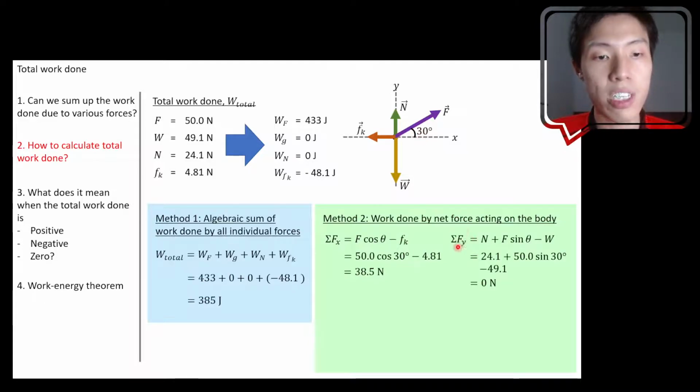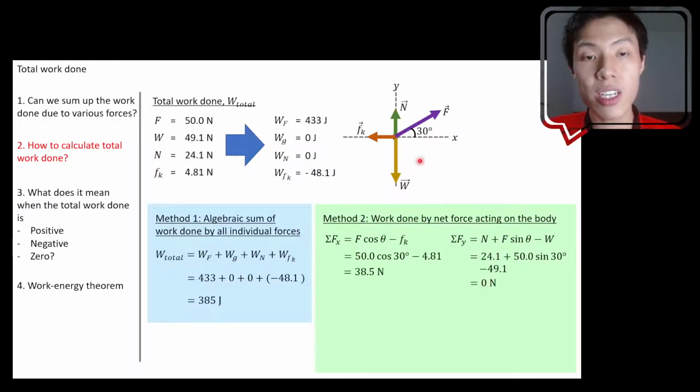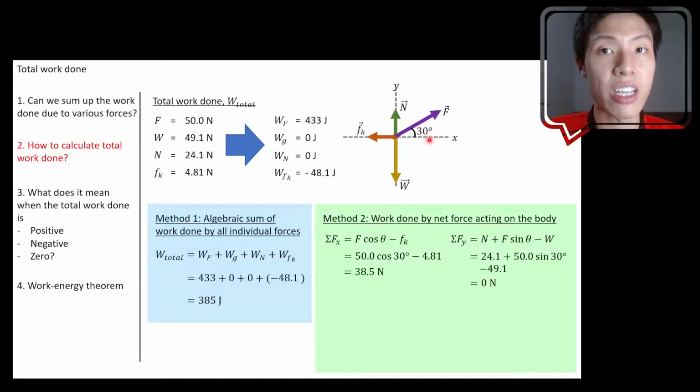Next, we have our sum of F in the y direction. We take what's pointing upwards as positive, so n plus the y component of the external force minus what's pointing in the opposite direction, which is the weight. So you have all the values here, you just do your substitution and you get your sum of F in the y dimension to become 0 Newton. So the net force here is acting in the x direction. There is no net force in the y dimension.